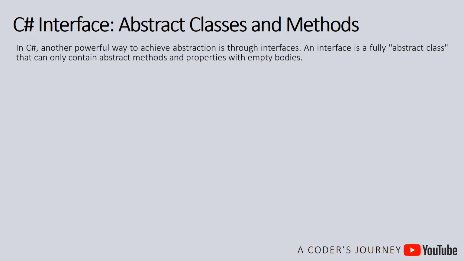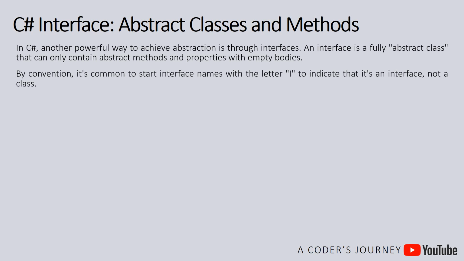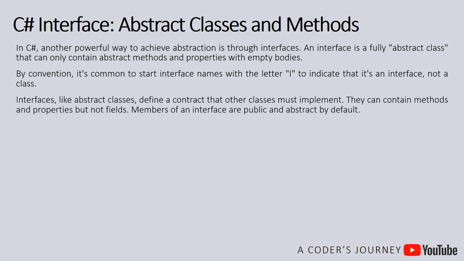In C#, another powerful way to achieve abstraction is through interfaces. So an interface is basically like an abstract class. It can contain only abstract methods, methods that do not have method bodies, and properties with empty bodies, right? So by convention, it's common to start the name of an interface with the letter I to kind of distinguish it from other kinds of classes or other code elements, because we want to show that it is an interface. Of course, you do not have to do that, but the convention is to start the name of an interface with the letter I.